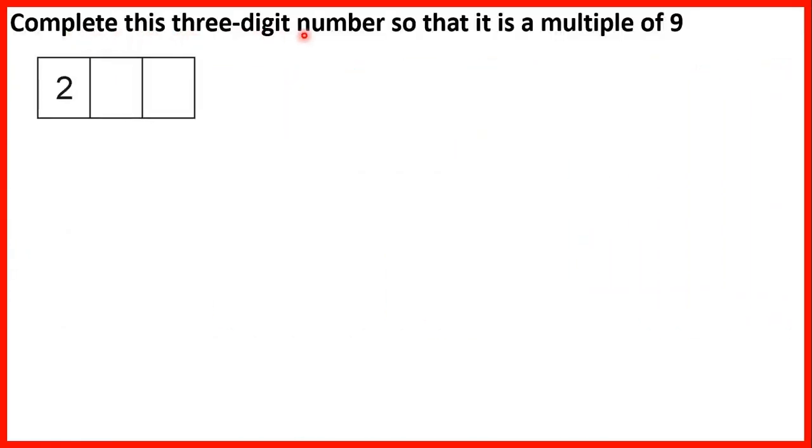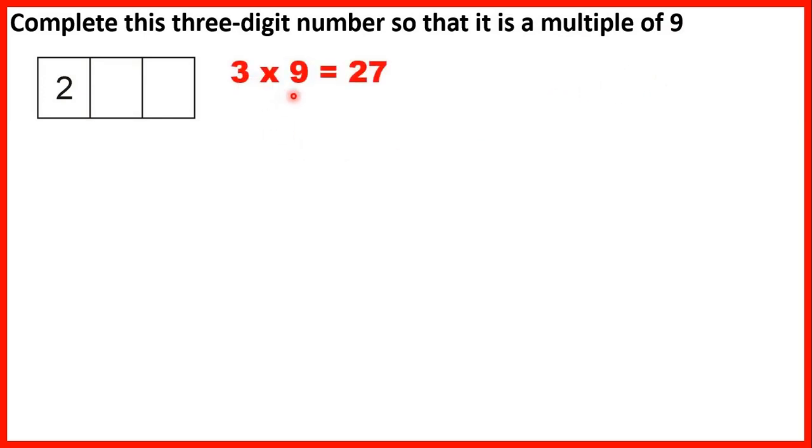Complete this 3-digit number so that it is a multiple of 9. So a multiple of 9 is a number in the 9 times table. So you can divide a multiple of 9 by 9 without getting a remainder.